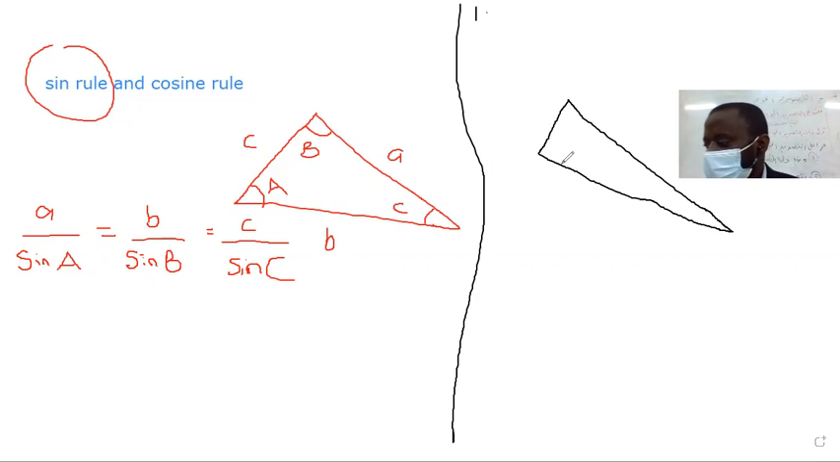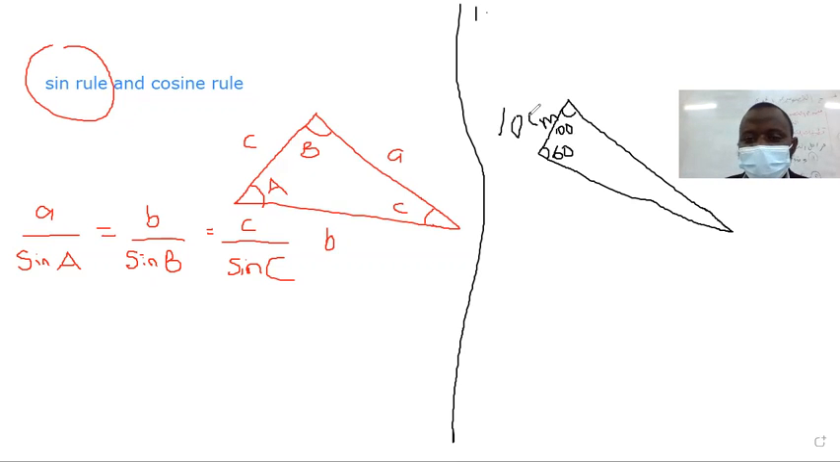Yes, this is a triangle, right? So this side is 10 centimeters. This side is 10 centimeters, right? And what again do we have? This angle is 100 degrees. Are you following? 100 degree. This angle is 60 degree. Right? Beautiful.